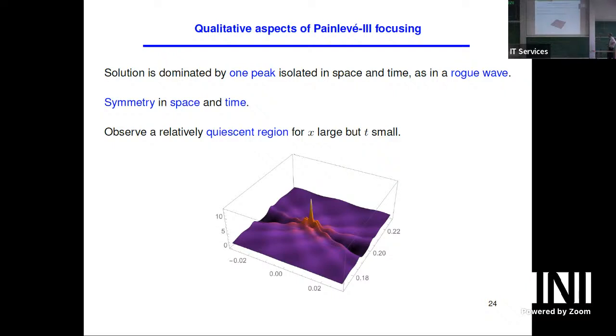Okay, we'll relax that later, especially the space symmetry. And yeah, I don't know if you can see it on the screen, but there seems to be a kind of a quiescent region over here. You see some black. So this function has a certain form to it.